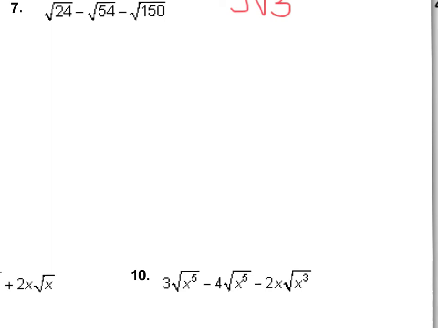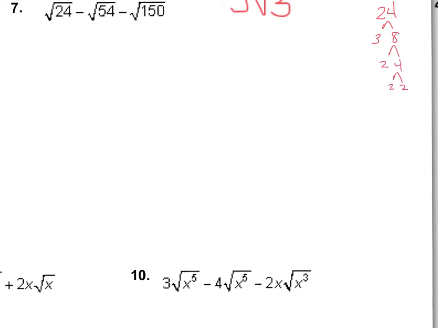So I have to start for number 7. I have the square root of 24 minus the square root of 54 minus the square root of 150. So I'm going to start with 24, and I'm going to prime factor that. Well, 24 I know is divisible by 3 and 8. And 8 is 2 and 4, and 4 is 2 and 2.